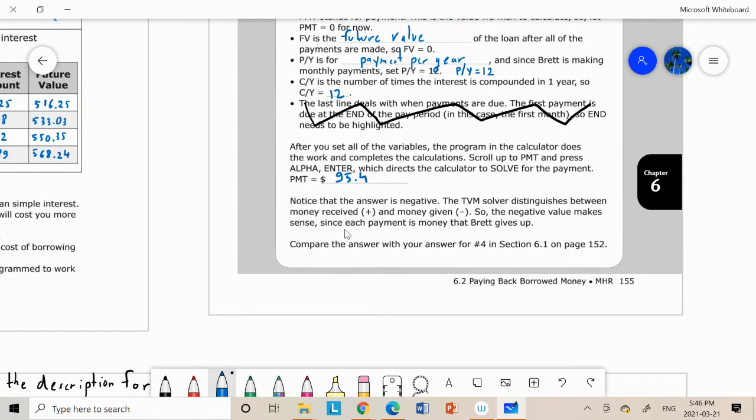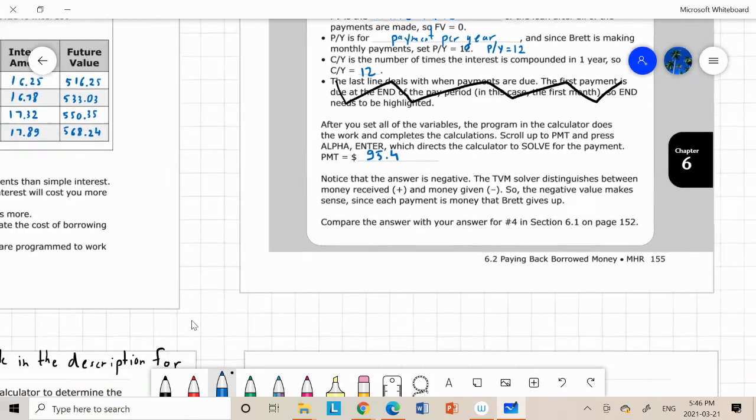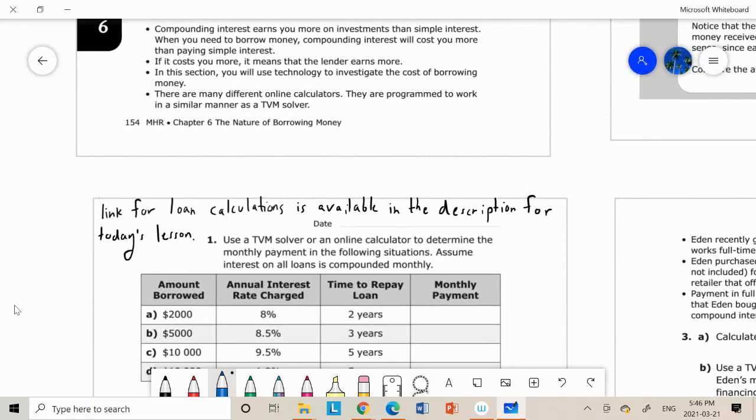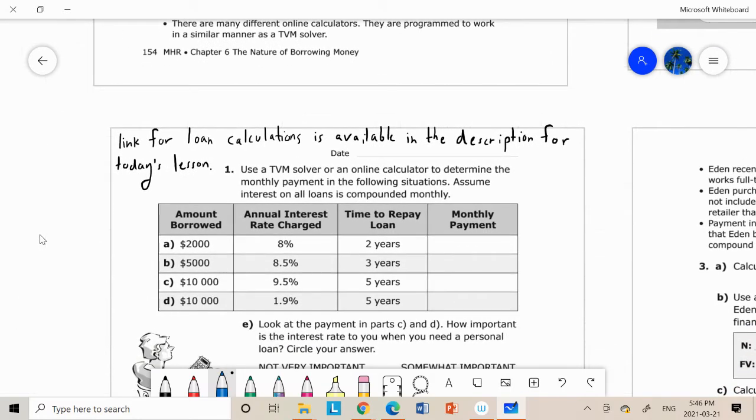And I believe there it was given to us, 95.4. We calculated it now correctly. So as mentioned, the link for the loan is available. The TVM solver is available for you if you look at today's lesson. Now let's use it again.